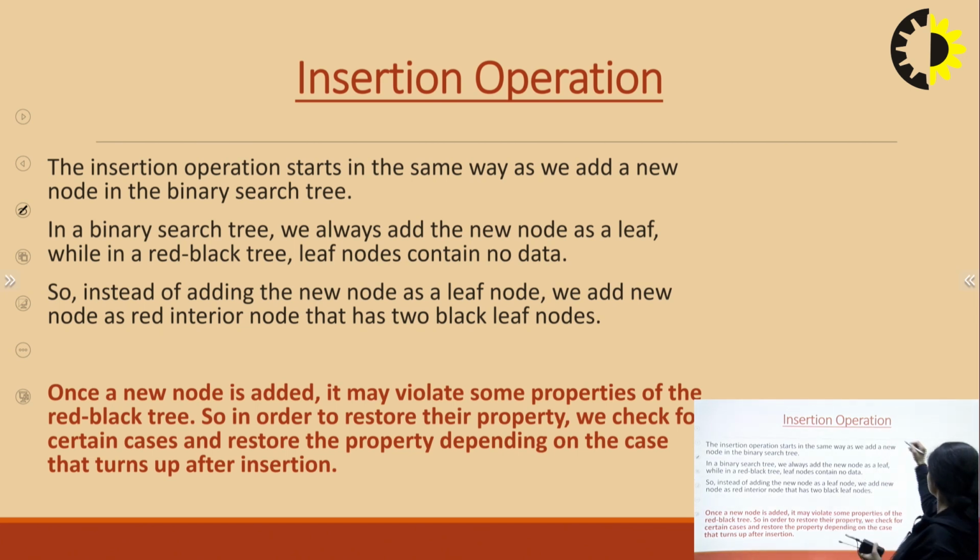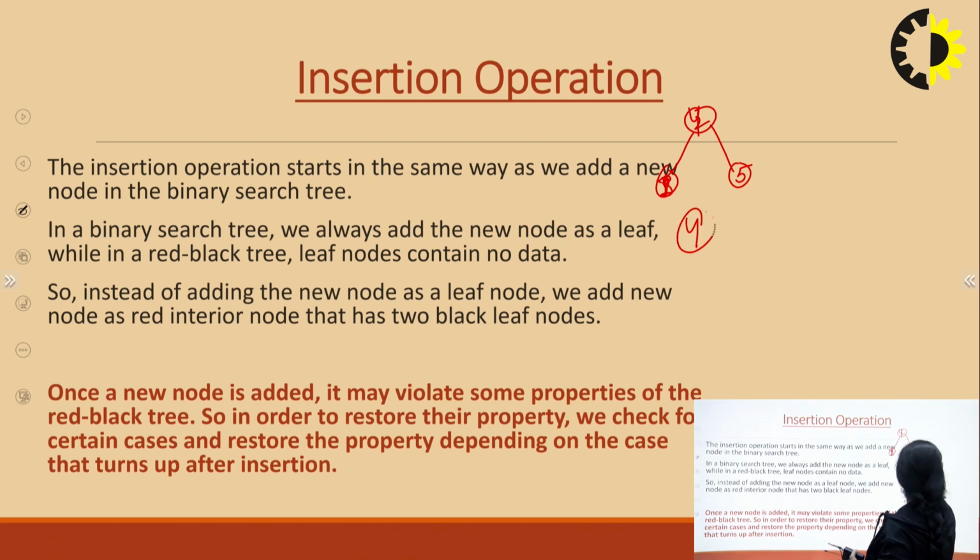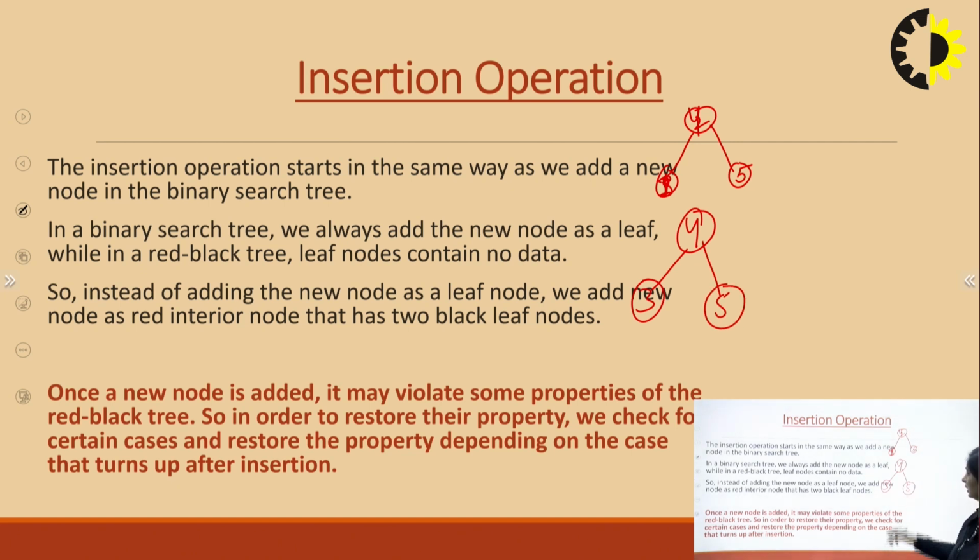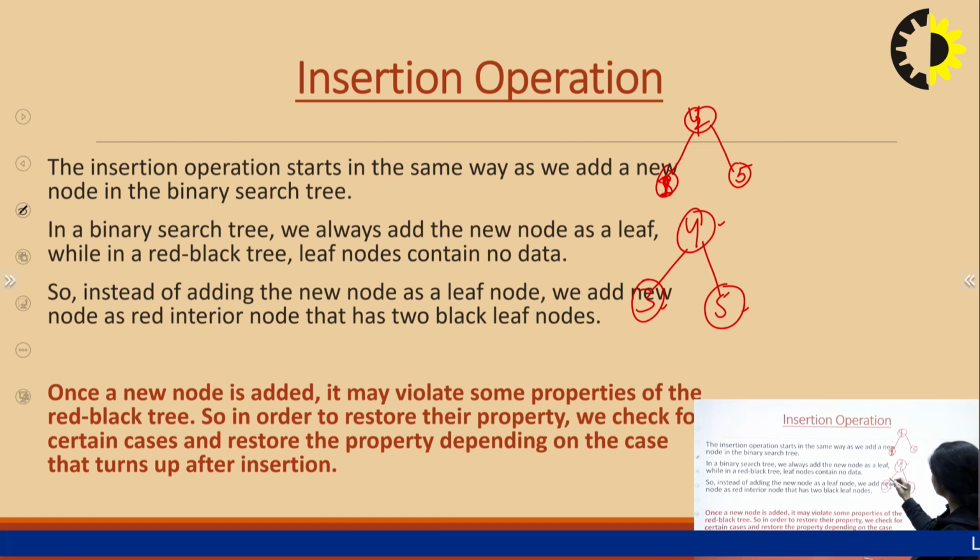Like suppose we have a tree with values 4, 3, and this one is 5. And this is of black color, this is black color, and black. This is of red color. Double circle is red color.